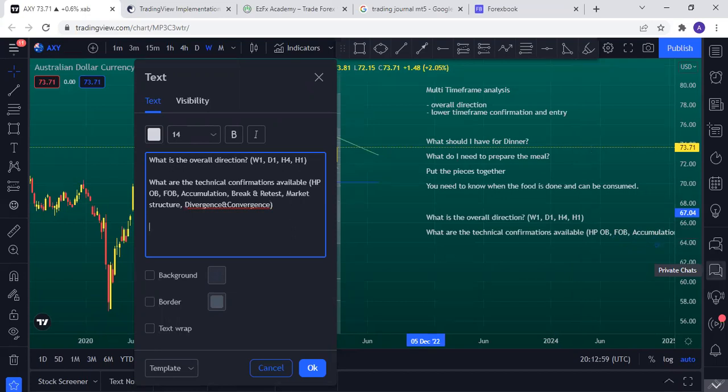Then the next thing is you're searching for confluence zones, based on the ingredients that you already have. So you're looking for areas where you have multiple confirmations coming together to play out, to give you a market directional bias. So once you have decided the overall direction, then your technical confirmations, then you go down to the confluence areas, which is where we talk about putting the pieces together.